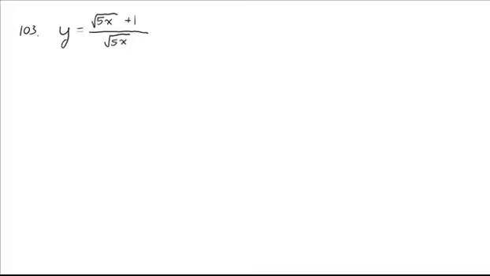Derivative of y equals square root of 5x plus 1 all over square root of 5x. And notice that the x is also under the square root. So what we might do on this one, because we're going to be using quotient rule, is we can rewrite it as square root of x plus 1, and square root of 5, square root of x in the denominator.